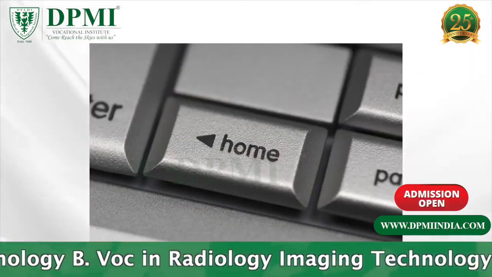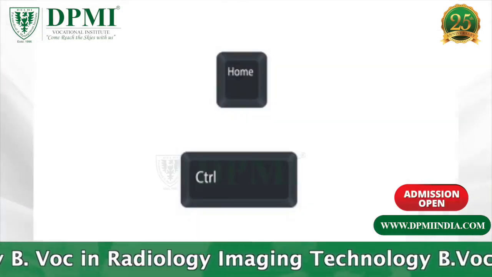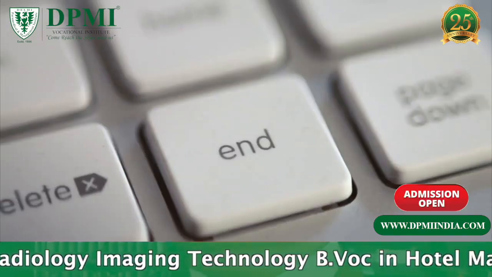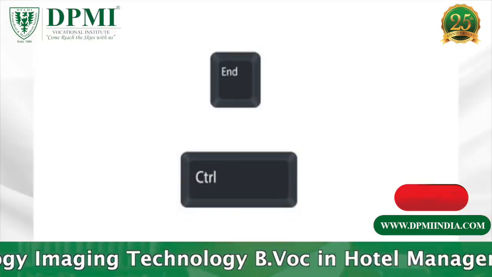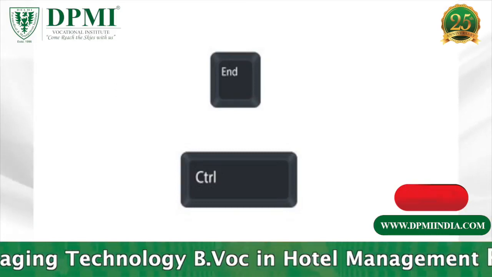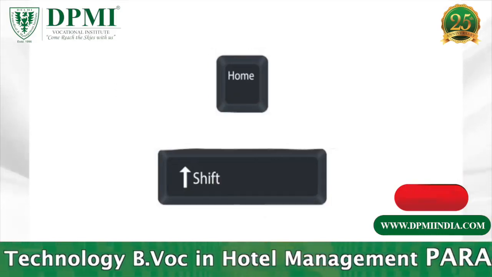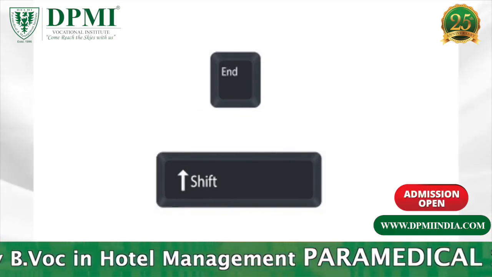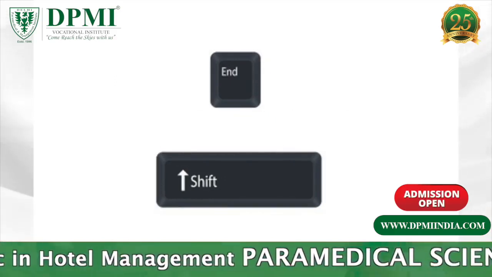Home takes the user to the start of the current line. Ctrl+Home goes to the beginning of the document. End goes to the end of the current line. Ctrl+End goes to the end of a document. Shift+Home highlights from the current position to the beginning of the line. Shift+End highlights from the current position to the end of the line.